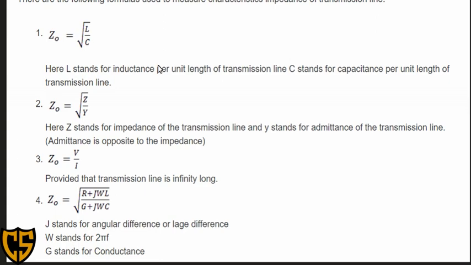Okay, next we also have the formula ZO equals the square root of Z all over Y, where Z stands for the impedance of the transmission line and Y stands for the admittance of your transmission line. So it is already stated in the formulas which one we can use. We also have ZO equal to V all over I, provided the transmission line is infinitely long. So that's it for the formulas of your transmission line.